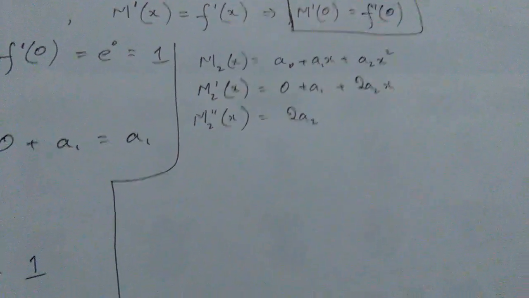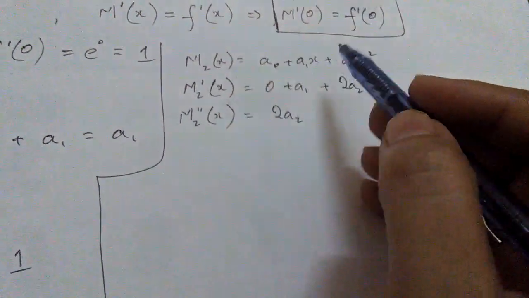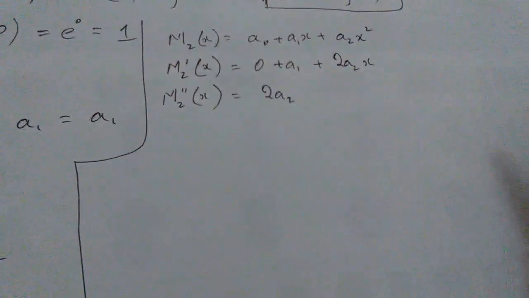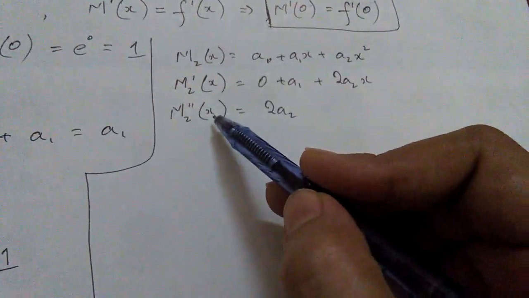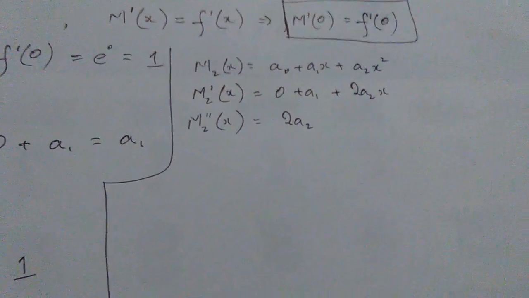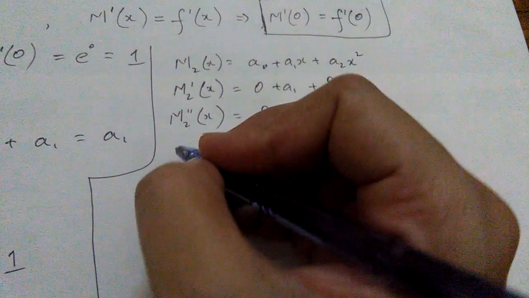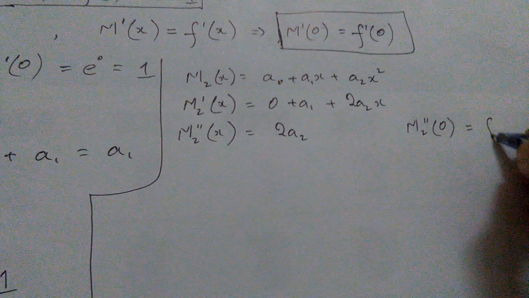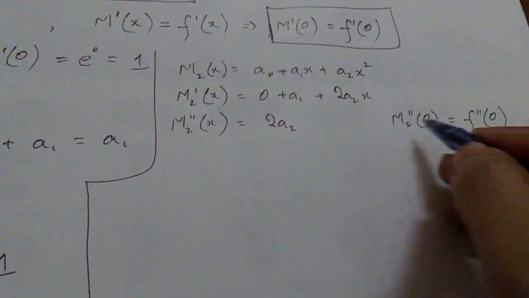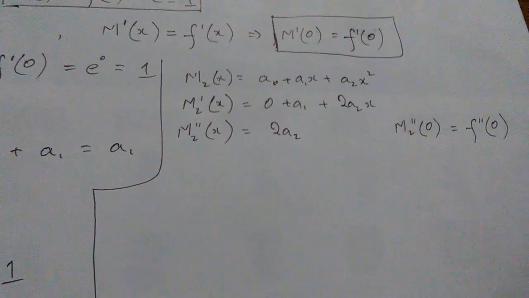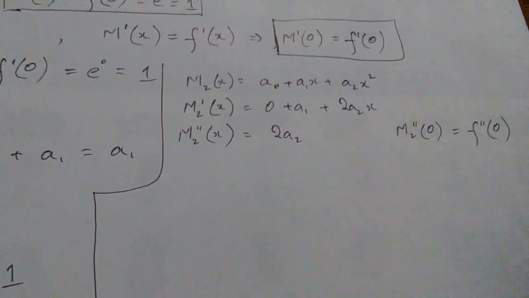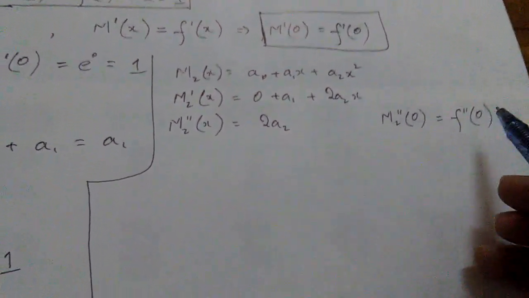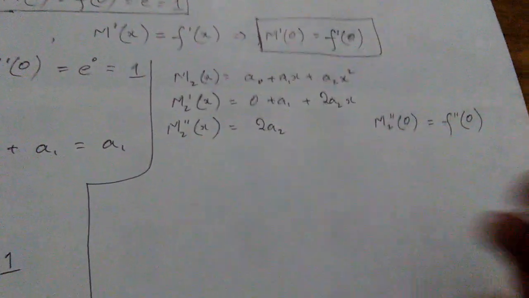Now, as your m2 of 0 should also be equal to your f of 0, your m2 dash 0 should be equal to your f dash 0, and m2 double dash 0 should be equal to your f double dash 0, and so on. So this shows that your m2 double dash 0 should be equal to f double dash 0. This is the condition that explains well the similarity of this polynomial and this function, the similarity in the behaviors of these two functions. That's it.